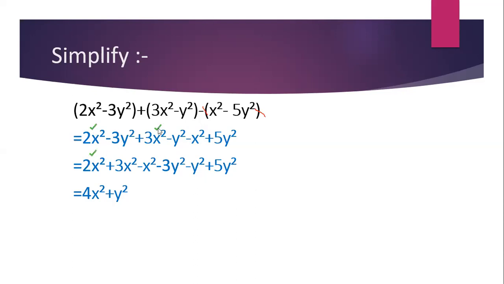2x square, 3x square. Okay. Now here you can see that minus 3y square is over there. Now is there any other term with y square? Yes. Here minus y square. Now here, is there any other term with y square? Yes. Here plus 5y square. Like this. Now, is there any term left? Yes. This term is left. So this will be copied with the x square.